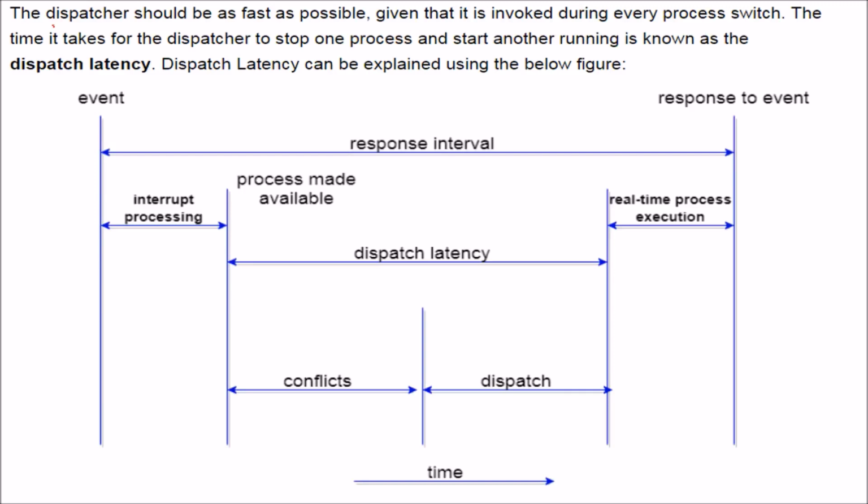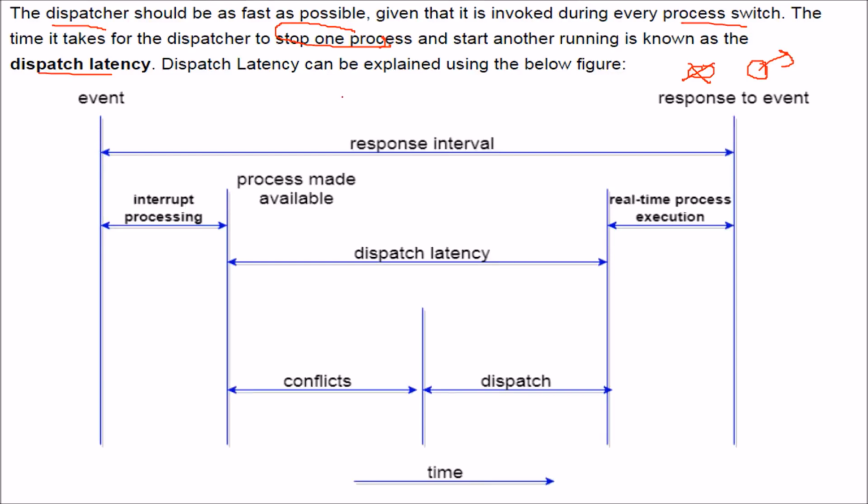The dispatcher should be as fast as possible, because it is invoked during every process switch. So the time it takes for the dispatcher to stop one process and start another running is known as the dispatch latency. We want this dispatch latency to be as small as possible.